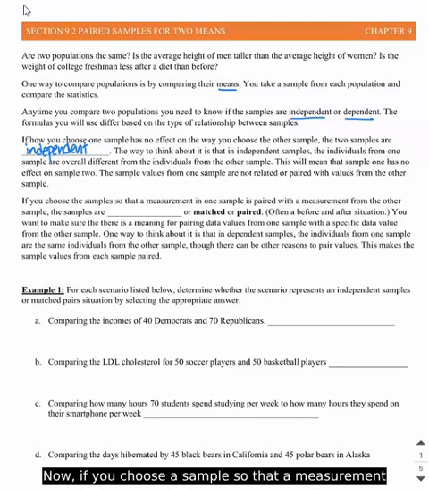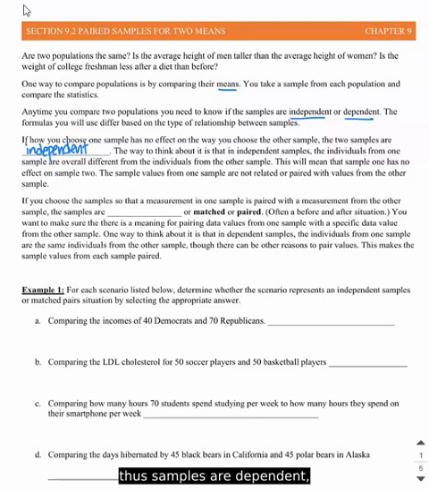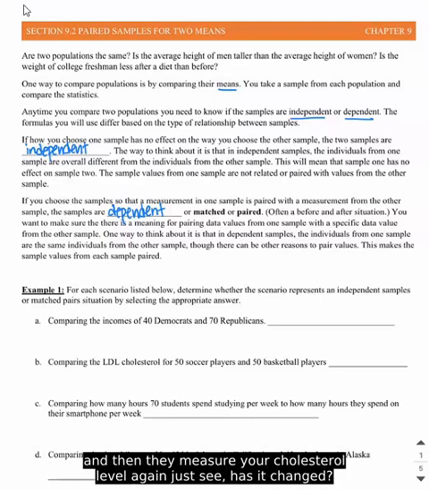Now, if you choose a sample so that a measurement in one sample is paired with a measurement from the other sample, the samples are dependent. Sometimes they're called matched or paired. So dependent. And it's often a before and after situation. So, they could look at your cholesterol level, you take some type of pill, and then they measure your cholesterol level again, right, to see has it changed.